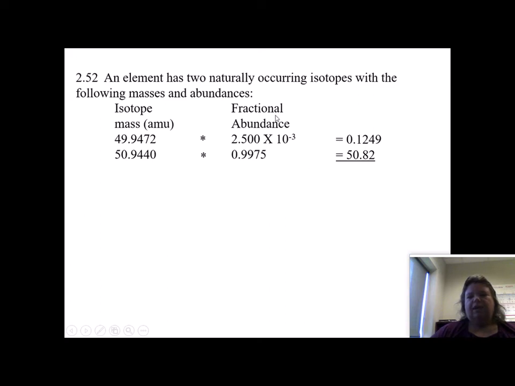So once I have multiplied each of the masses by its fractional abundance and gotten that number for however many isotopes there are, I then want to sum these. Okay, and so when I do that, I get 50.94. If I look at the periodic table for the element that has an atomic mass, which is what's listed on the periodic table, the element that has a mass of 50.94 is vanadium.